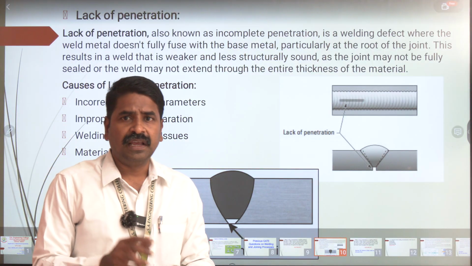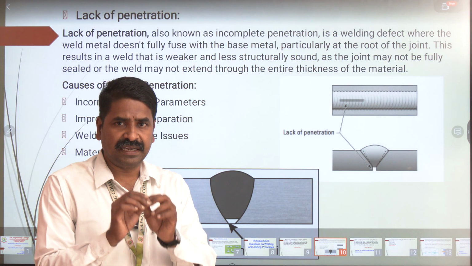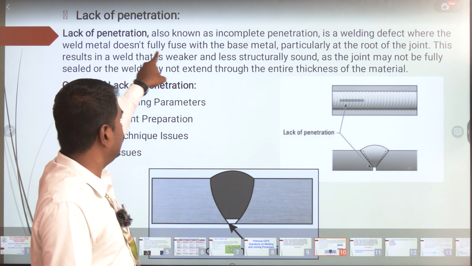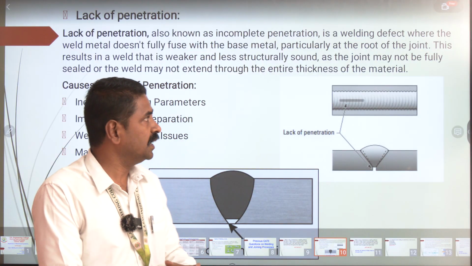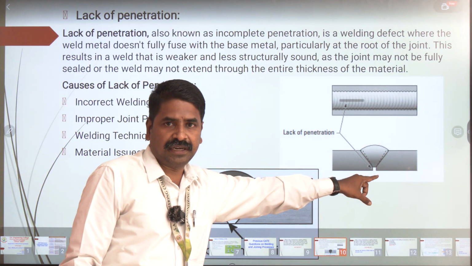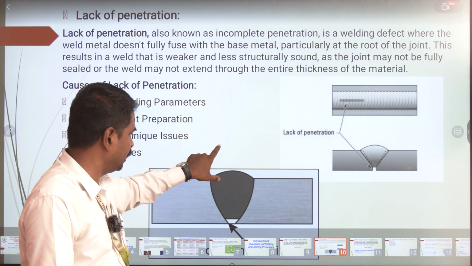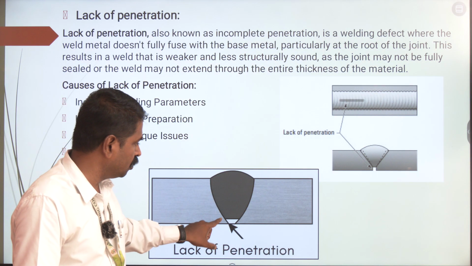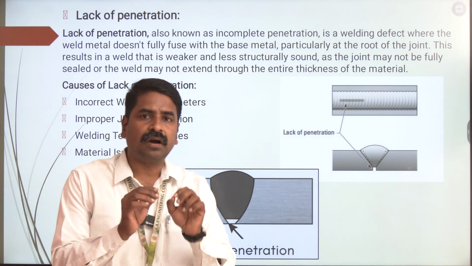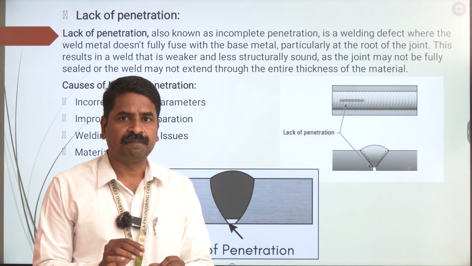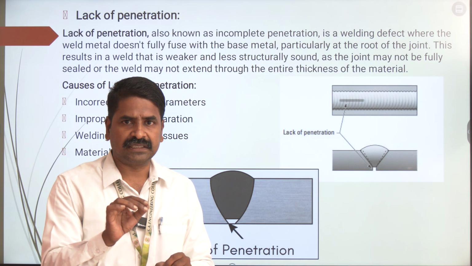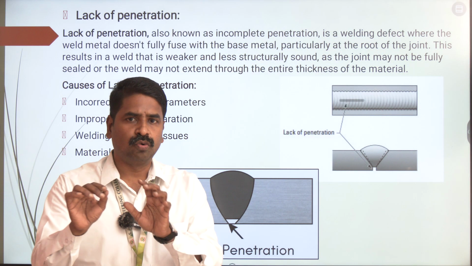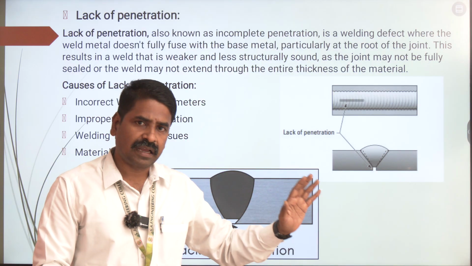As already told you, lack of penetration is a welding defect which indicates incomplete penetration, where the weld metal does not fuse completely with the parent metal exactly till the root of the joint. Here you can see the exploded view. Here it has not penetrated till the root, so there is a gap at the root. It says that the penetration has not taken place in a complete manner. There is incomplete penetration, or in better words, the penetration has not taken place till the root. That is the definition of lack of penetration.